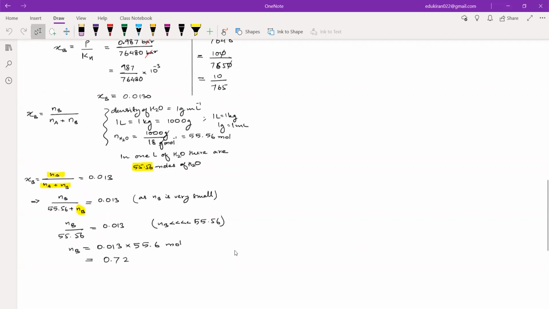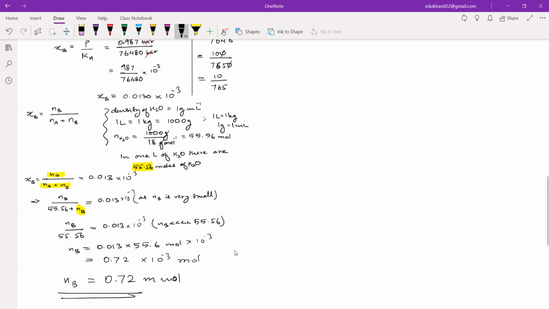Oh, one second. I have missed one thing. Here there was 10 to the power minus 3, right? Here also it will be 10 to the power minus 3. Okay? So 0.72 into 10 to the power minus 3 moles. You can also write this as 0.72 milli moles. This is the number of moles of N2 inside the solution.